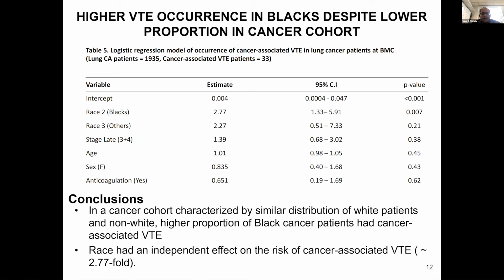So in conclusion, this, our cancer cohort, was quite striking, given that it had a similar distribution of white and black patients. Black patients were associated with a higher risk of VTE in cancer, almost up to 2.7-fold. So this basically highlights for the first time the influence of race in cancer-associated cardiovascular complications.